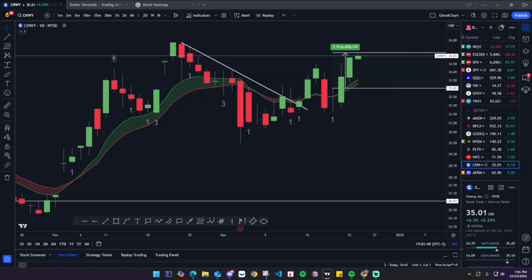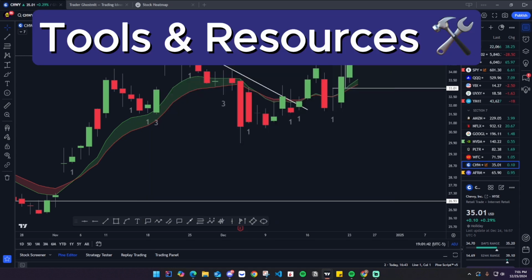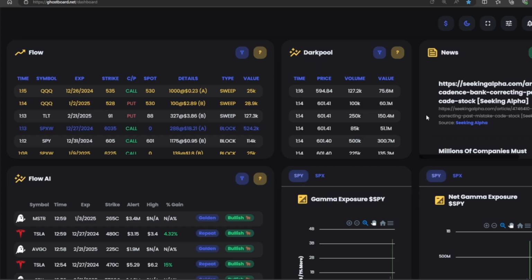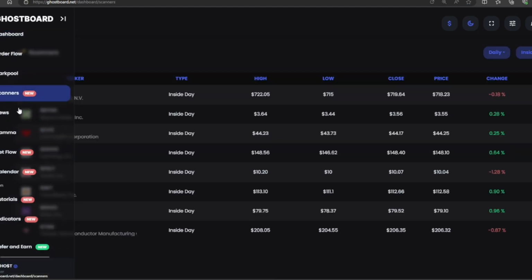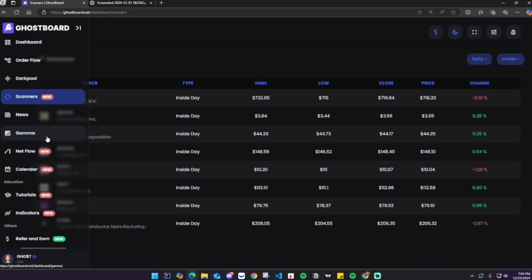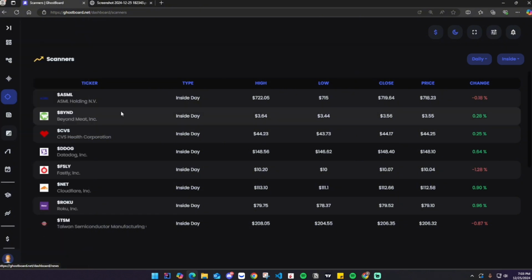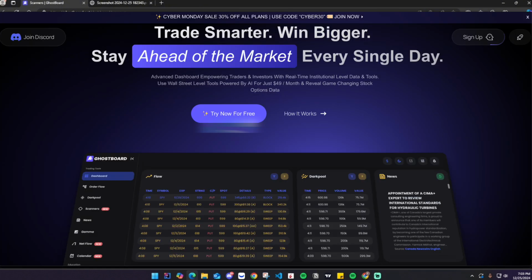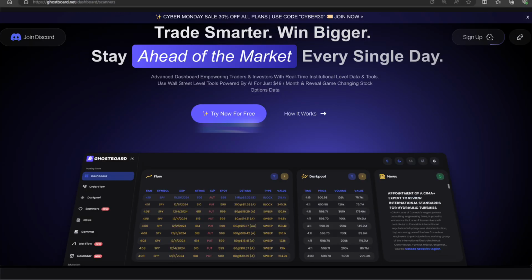And last but not least, I will be covering some of the tools and resources that I've used throughout this video, just so you guys have access to them as well. To make the most of the strat, you are going to need some reliable tools. I personally use the Ghostboard dashboard. This is a powerful dashboard that has options data as well as scanners for inside daily, weekly, and monthly timeframes. Tools like this can really streamline your process on charting these tickers. You don't have to go through every single chart, and it does mark out the triggering points as well as tracks the movement in real time for you.